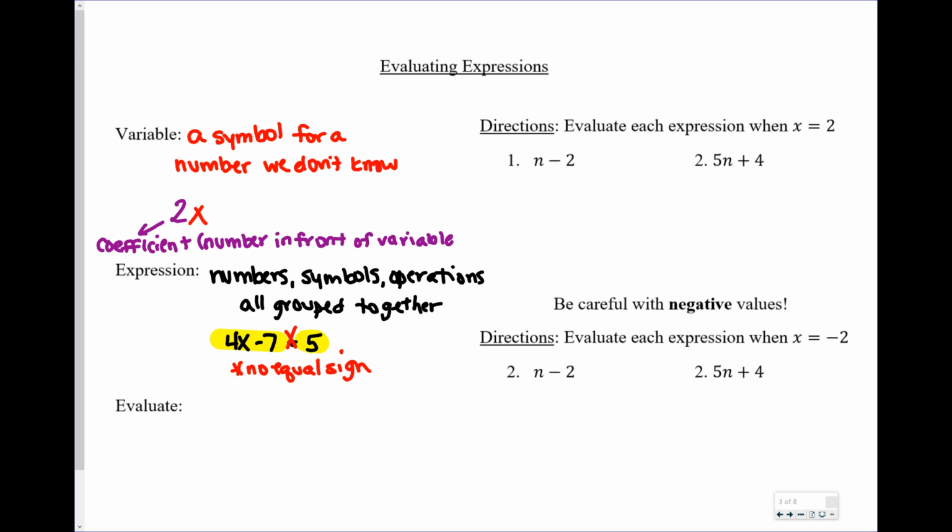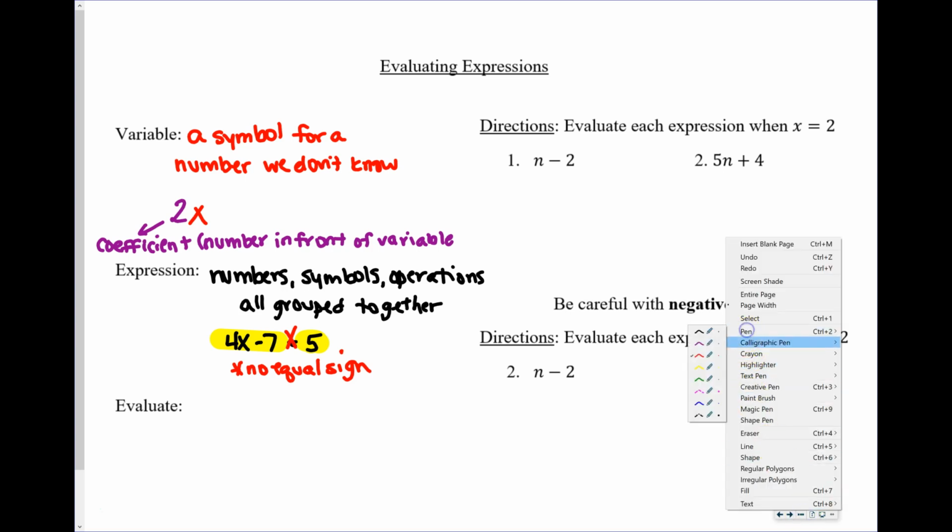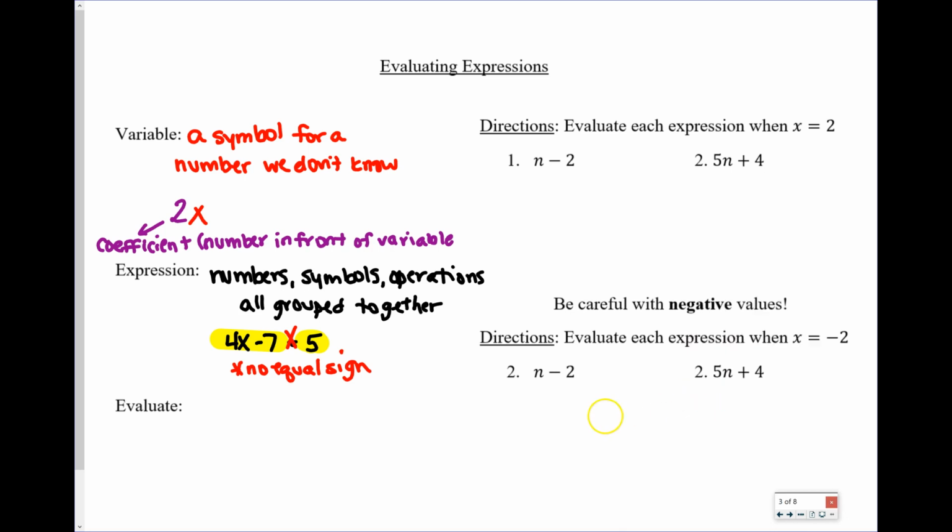Okay. The last thing that we're going to do in this learning target is evaluate expression. So evaluate just means to calculate. Calculate value. I use a phrase called plug and chug. It's one that I learned in school. Evaluate is basically when you plug a number into something and then simplify and get a number out of it. That's what evaluate is.